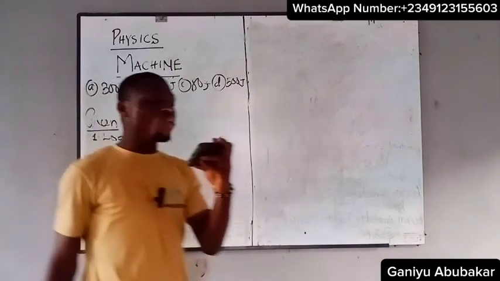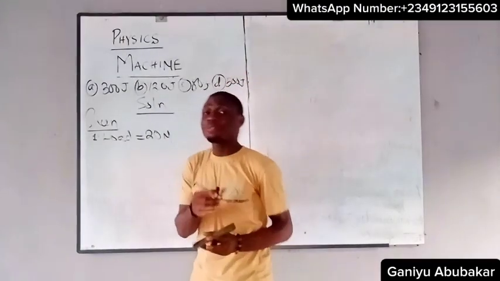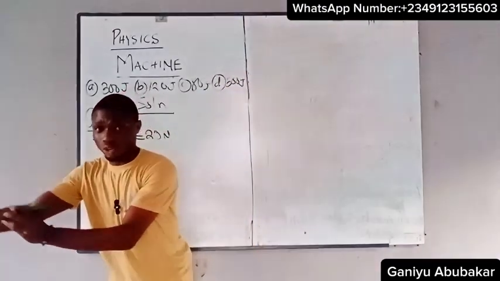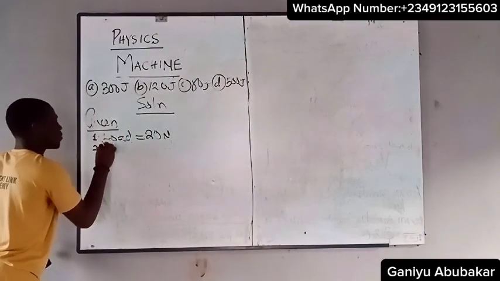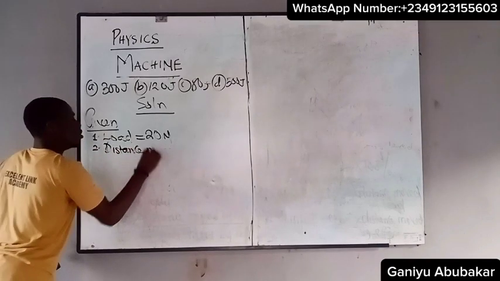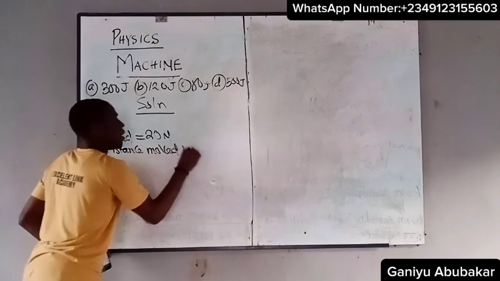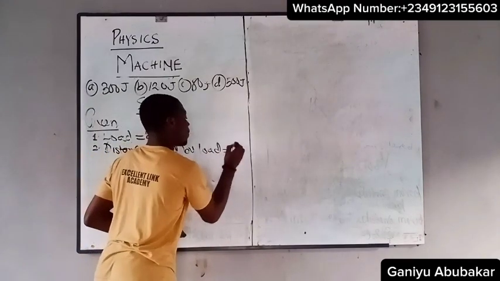Listen up. Through a height of 10 meter. That height becomes the distance moved by load. So I have number 2 there. I'm given the distance. Distance moved by load is equal to 10 meter.